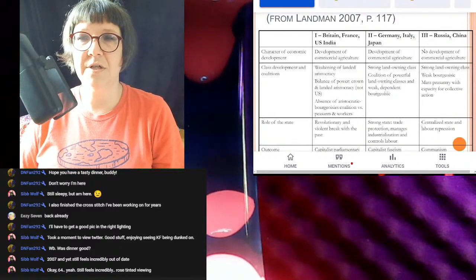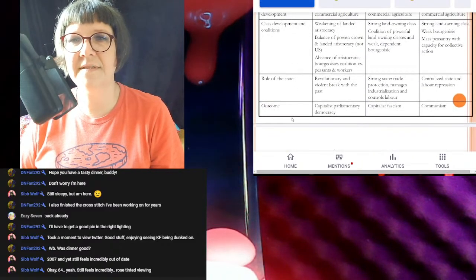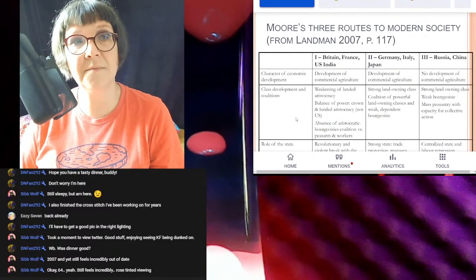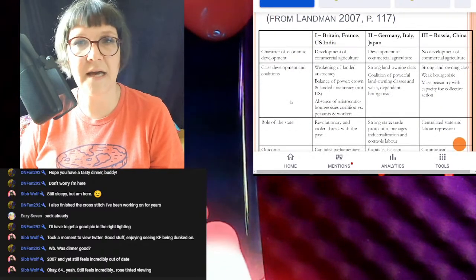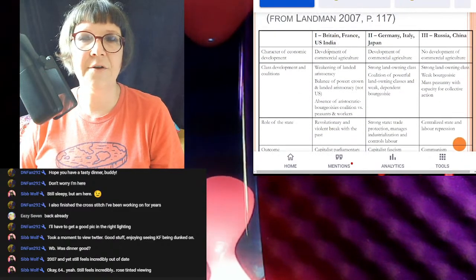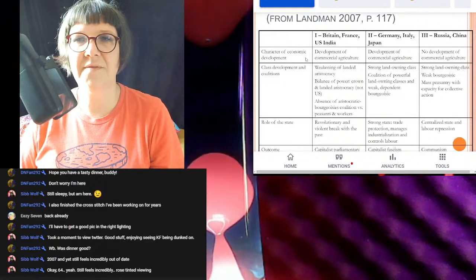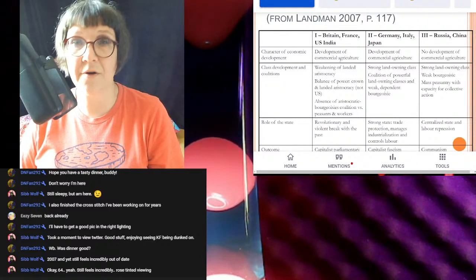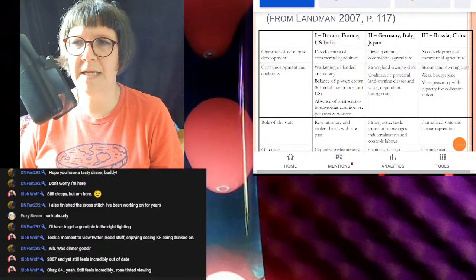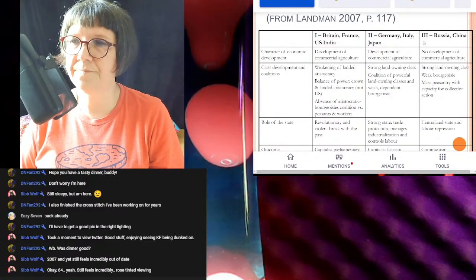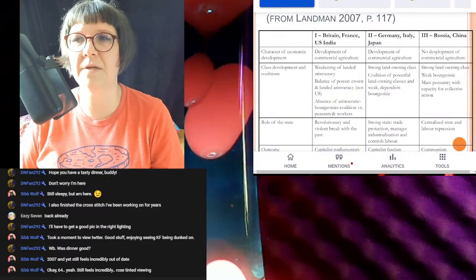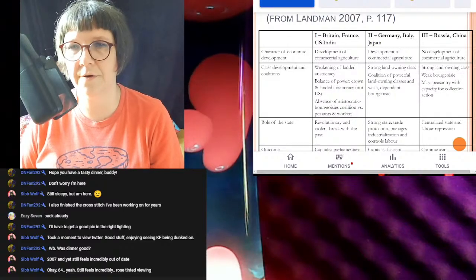And number 3 is Russia and China. So we have different categories here of analysis: the character of economic development, class development and conditions, the role of the state, and the final outcome. In category 1, the character of economic development, you get development of commercial agriculture. Then in Japan, Italy, and Germany, you get development of commercial agriculture. But in Russia and China, you get no development. That's not to say there isn't agriculture, but there isn't extensive commercial agriculture.